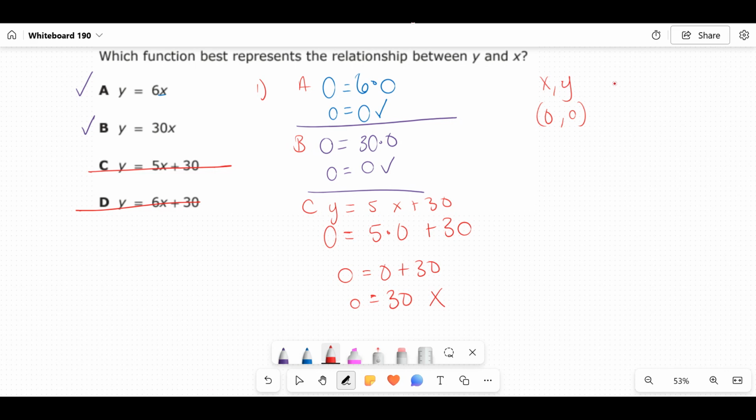But luckily, we found a second point to plug in, which was the point 5, 30. So go ahead, and now I'm going to pause for a moment, and I'm going to give you an opportunity to substitute in 5 for X and 30 for Y and figure out which one works.